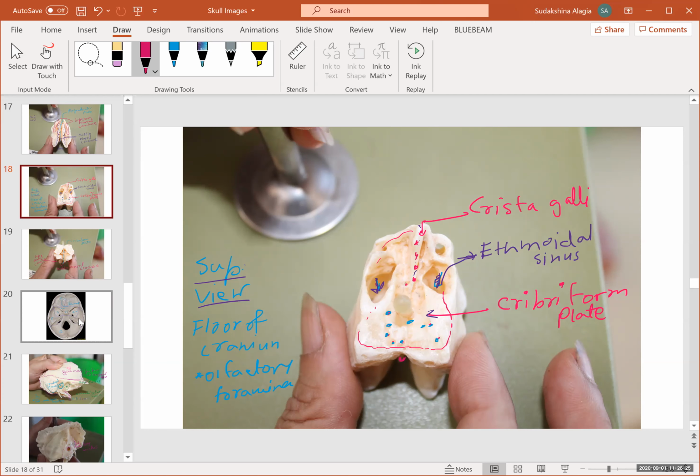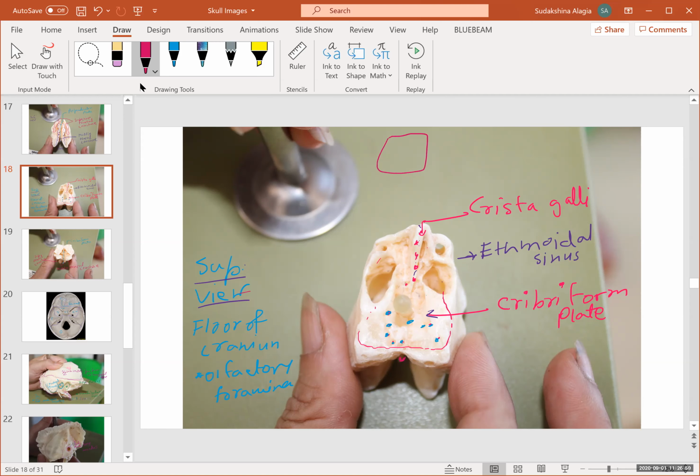I have a question regarding the ethmoidal sinus. When you're looking at it from the superior view, and I'm referencing both your photos and the book, the olfactory foramina are closer to the crista galli and a little bit smaller, and then the ethmoidal sinus cavities are going to be a little bit bigger, correct? Yes, olfactory foramina are on the cribriform plate. Think of it like a porous plate.